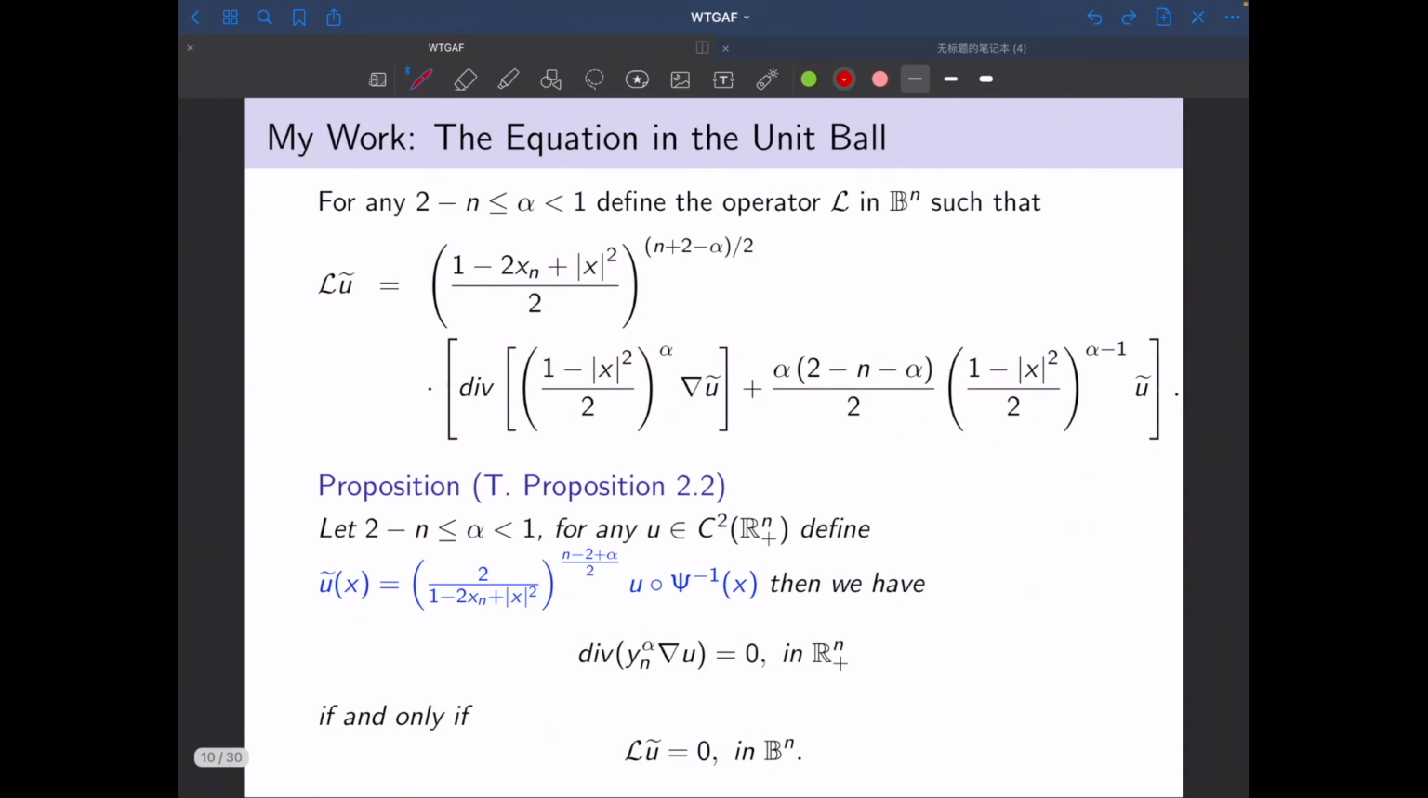Now I'm ready to talk about my own work. To begin with, I transformed the equation in the upper half space to an equation in the unit ball. I defined the operator L in the unit ball with the explicit formula over here, and I proved that for any u that is C2 in the upper half space, if I define u tilde in this way, which is going to be a function in the unit ball, then the result is u satisfies the equation in the upper half space if and only if u tilde satisfies the equation in the unit ball.